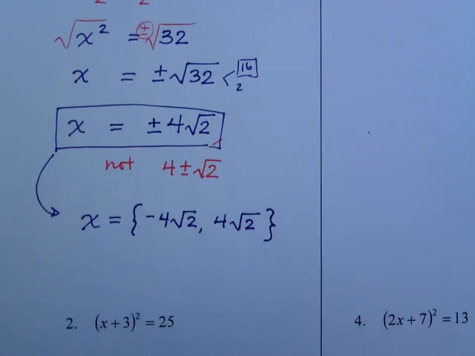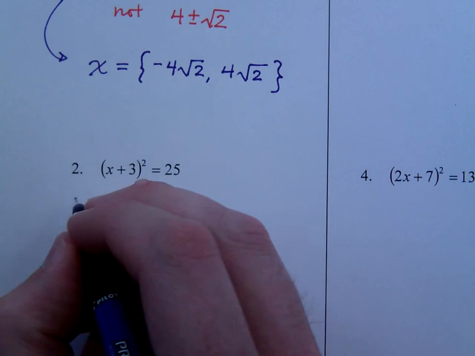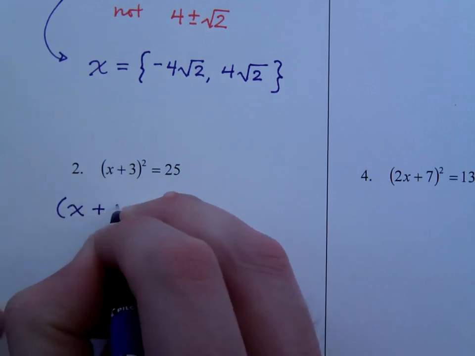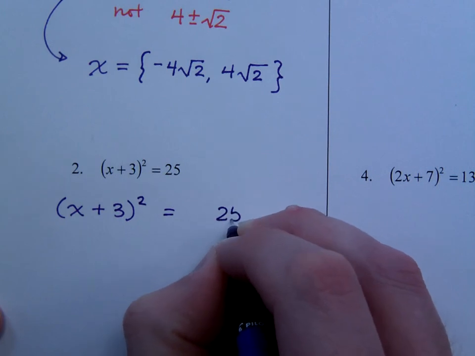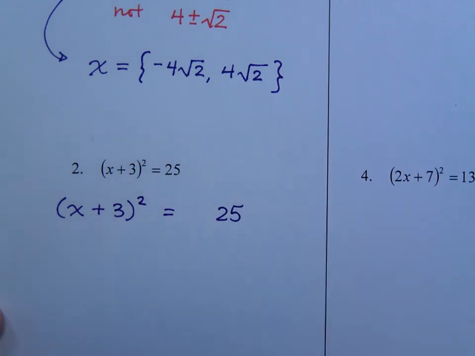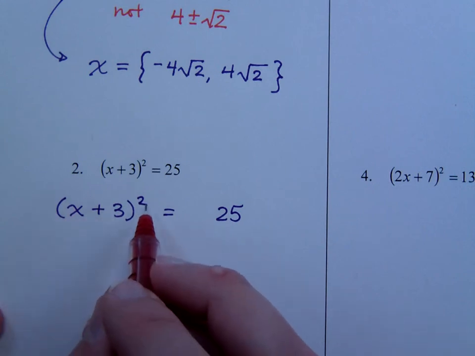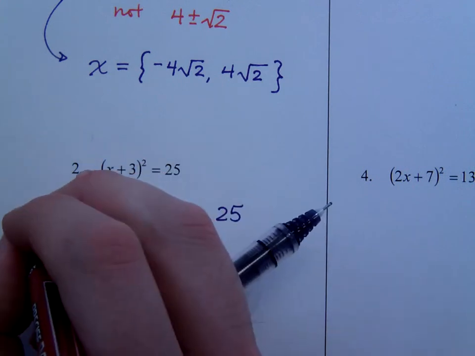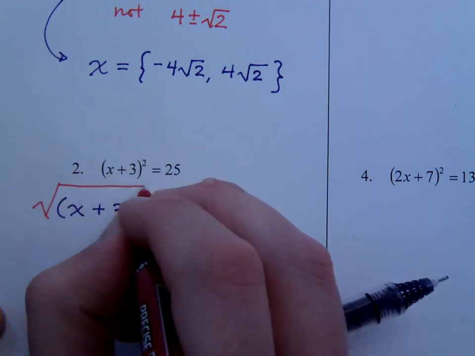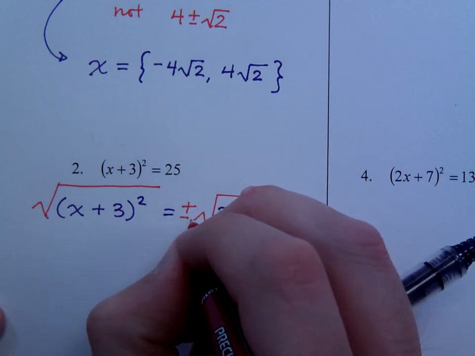All right, well, let's look at this next one. Look at number 2. Number 2 says x plus 3 quantity squared equals 25. So what you need to notice here is that the only place you see your variable is right here, and it's contained inside of a square. So in order to undo the square, that's when we do that square root property. But you must remember to put your plus or minus right here.